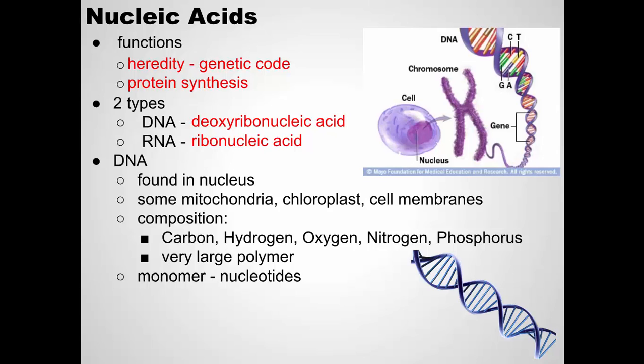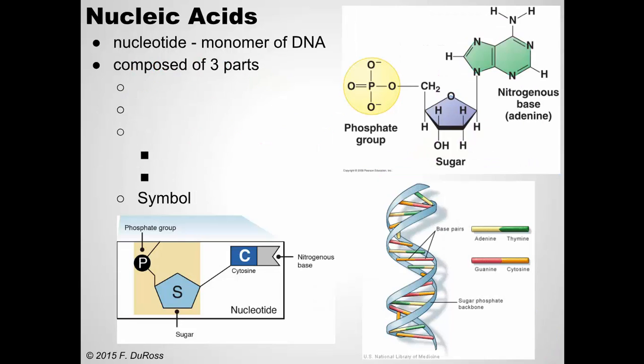We'll talk a little bit about those building blocks, those monomers. A nucleotide is the monomer. This is one single nucleotide. Sometimes we draw it using these symbols. A nucleotide has basically 3 parts, kind of like an amino acid had 4 parts: the amino group, the carboxyl group, the hydrogen, and then the R group. Nucleic acids, the monomer is a nucleotide, which has 3 parts.